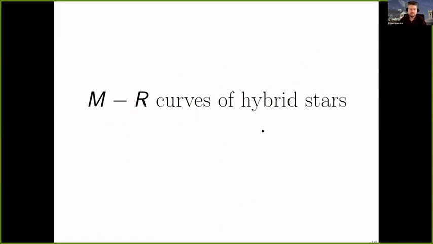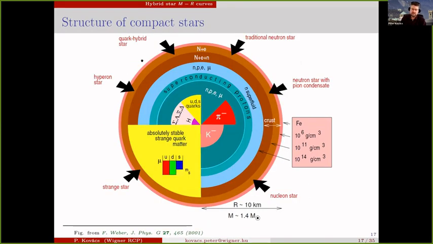The other thing which we investigated is the mass-radius curves of hybrid stars. Just very quickly, the structure of compact stars can be very, very different. But what we use in our model is this picture, where the outer part of the compact star is nuclear matter, and inside we assume that there are such large densities that we are in the quark phase. We get the equation of state from our model, and we connect to some nuclear model at lower densities.